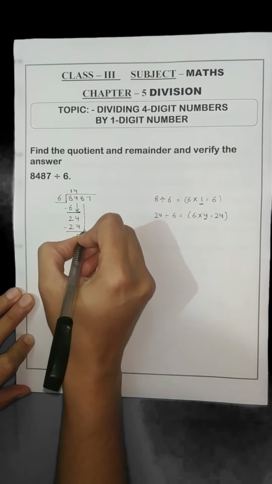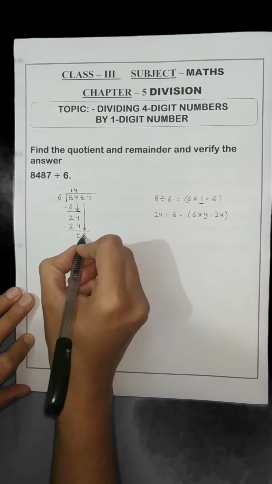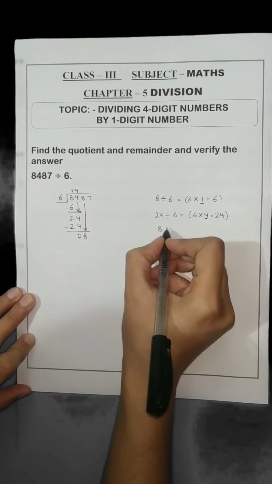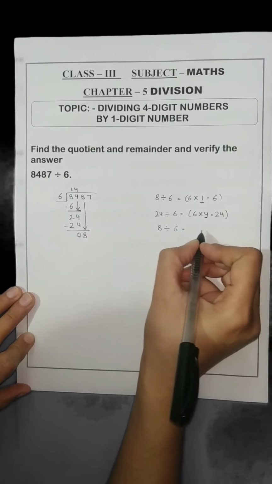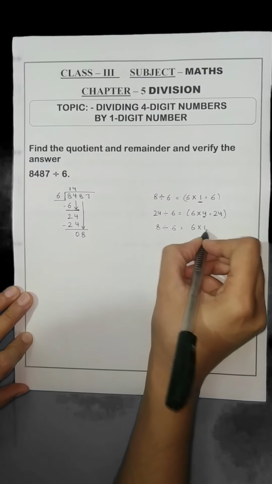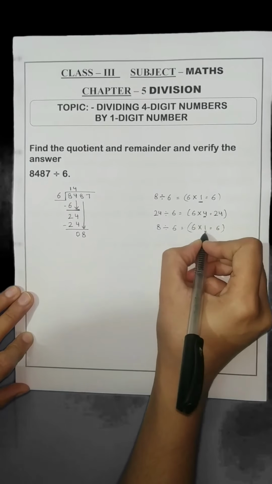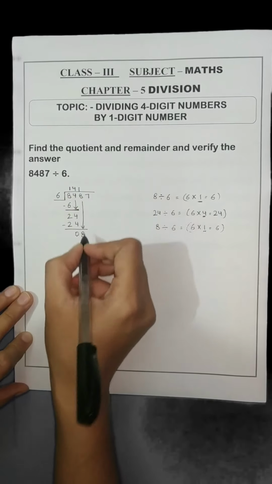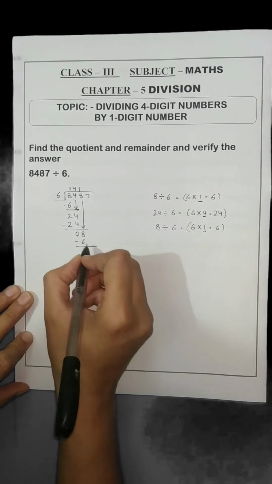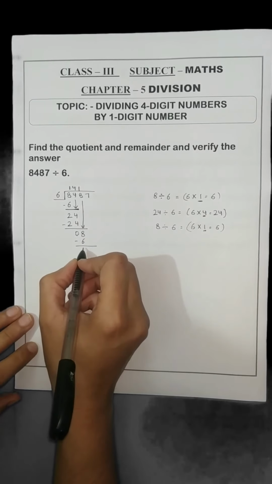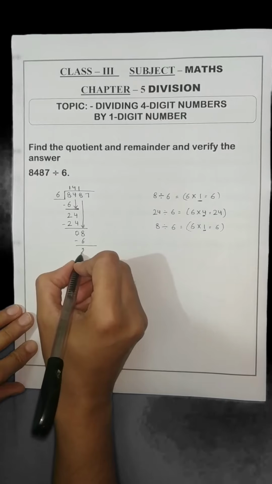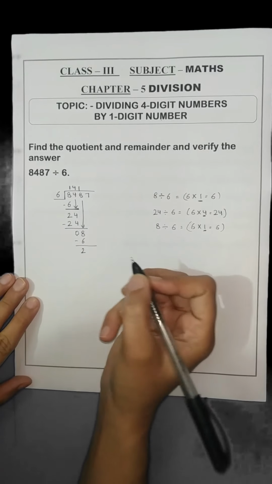Now bring down 8 from tens place. Now 8 divided by 6, again 6 ones are 6. We will take 1 as a quotient. 6 will come here. 8 minus 6, 2. 2 as a remainder.